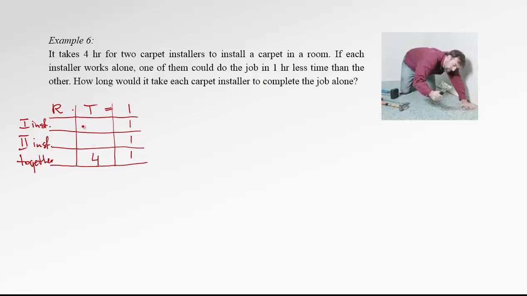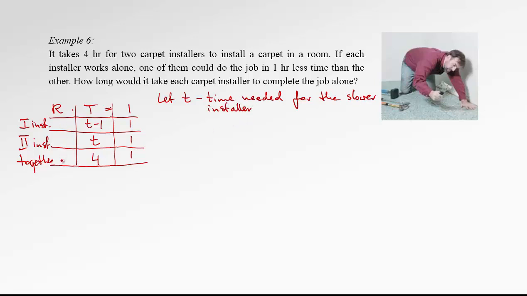Assume that the first installer is faster. Therefore, it takes him less time, 1 hour less time than the other. So if we introduce t for the time needed for the second installer, then the t for the time needed for the first installer would be 1 hour less. Therefore, the expression is t minus 1. Okay, so let t represent the time needed for the slower installer to install this carpet.